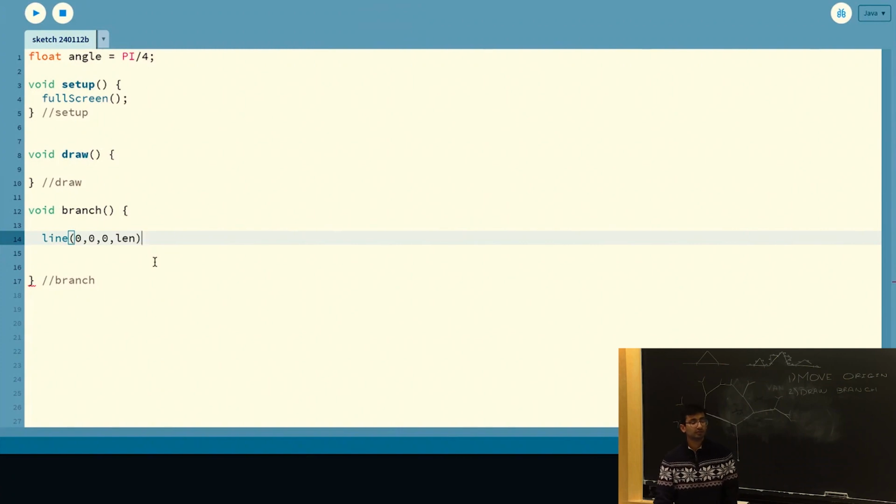The only problem is this is going to draw a straight line down. Remember, in Processing, down is higher coordinates and up is smaller coordinates. So instead of drawing down, we want our tree to point upwards, and so we'll use negative length here.